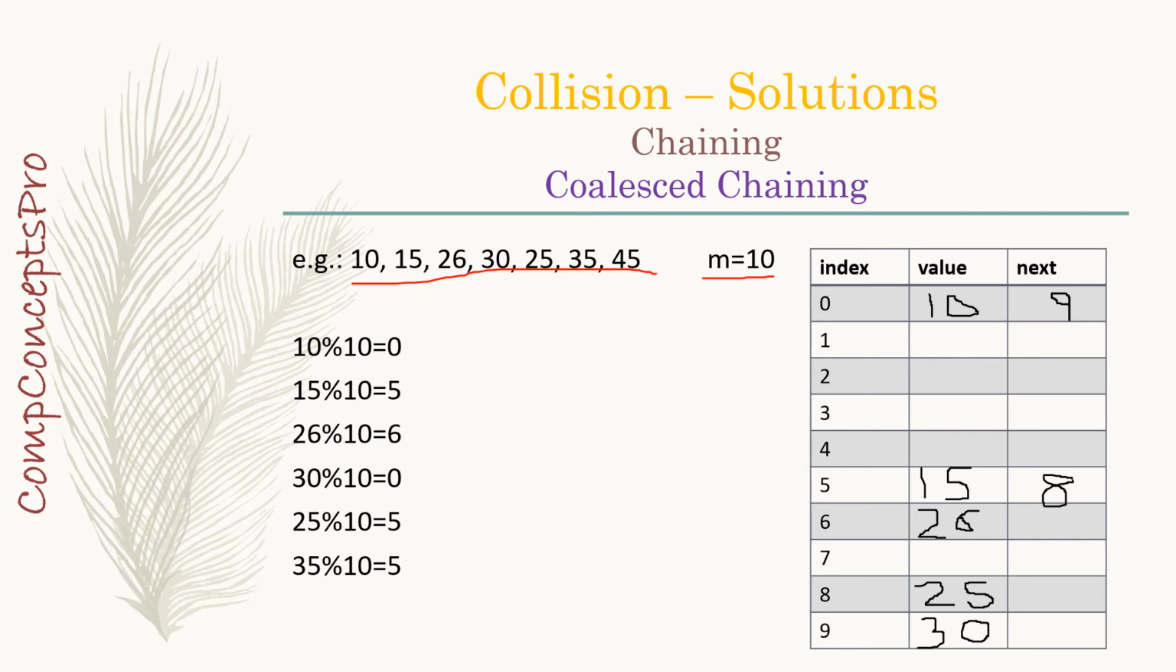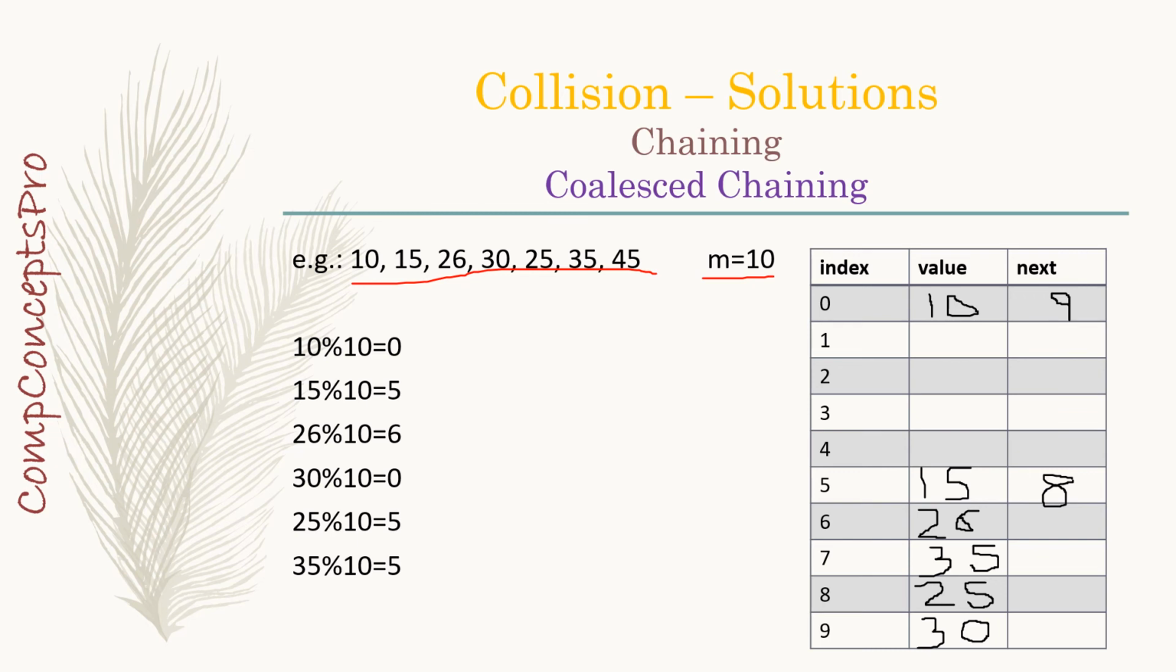Next is 35. So again there is conflict. So 35 will be first of all saved here, in the empty position available from last. Now this 7, the index position 7, where it should be stored.